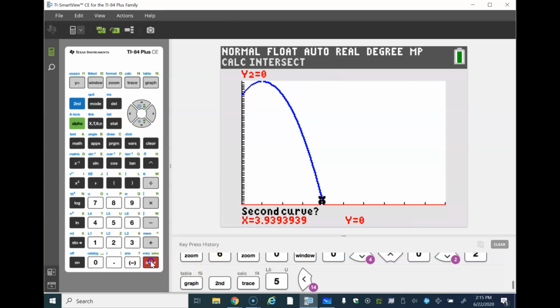So hit enter 3 times, 1, 2, 3. And it's saying that at 4 seconds, it takes this ball when I throw it in the air to hit the ground at ground 0. So 4 seconds. X will be the time, Y will be the height.